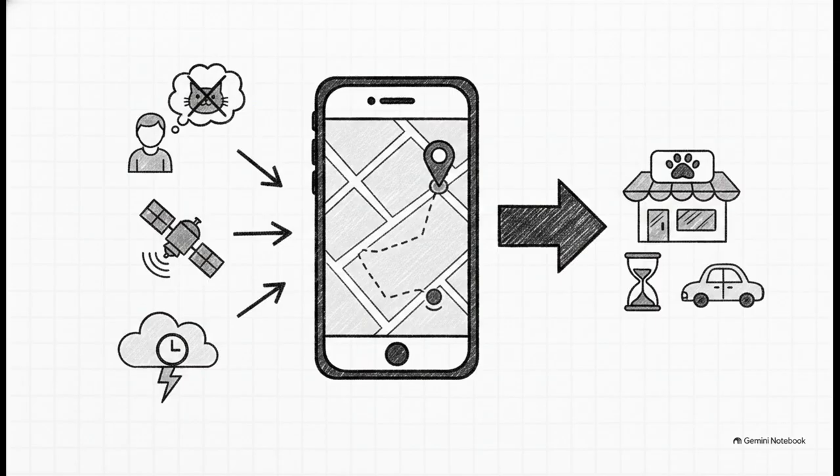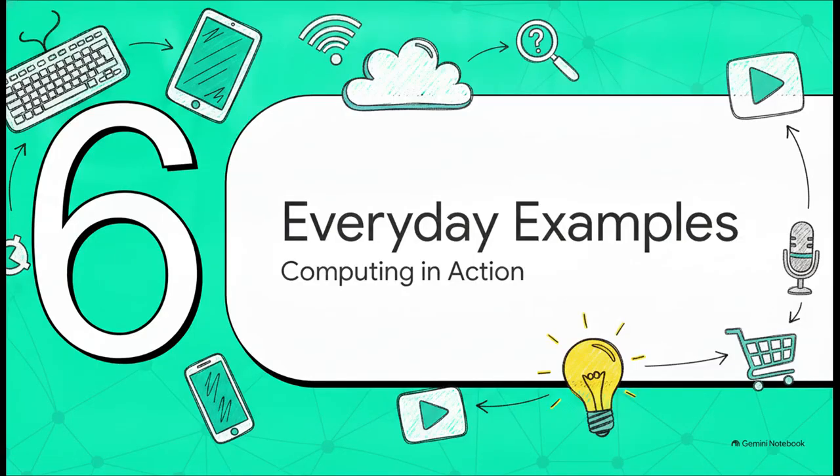The output becomes vastly more powerful. It doesn't just recommend a fish, it gives you the store name, the best driving route, and your estimated travel time. Combining these inputs absolutely changes everything. Section 6. Everyday computing examples.